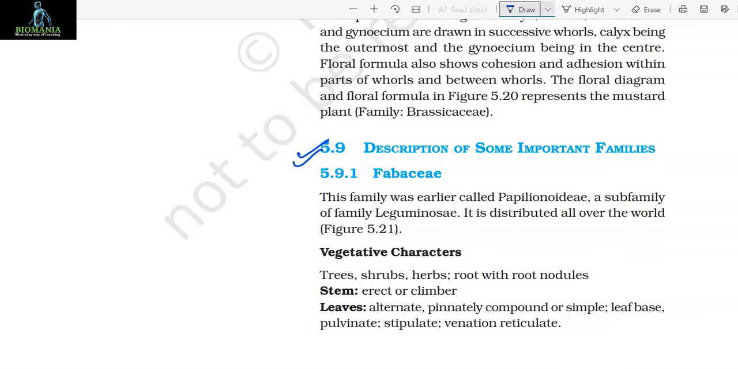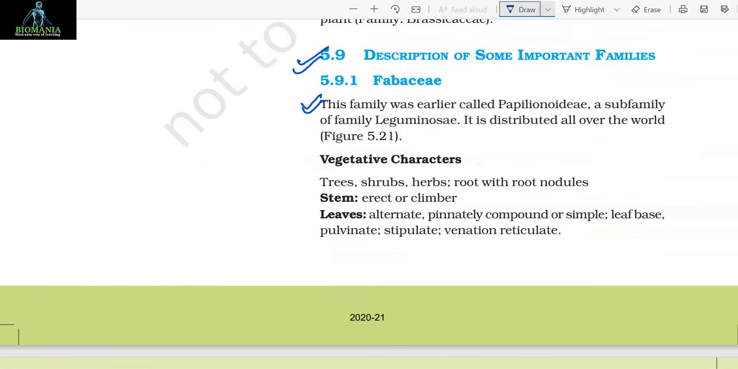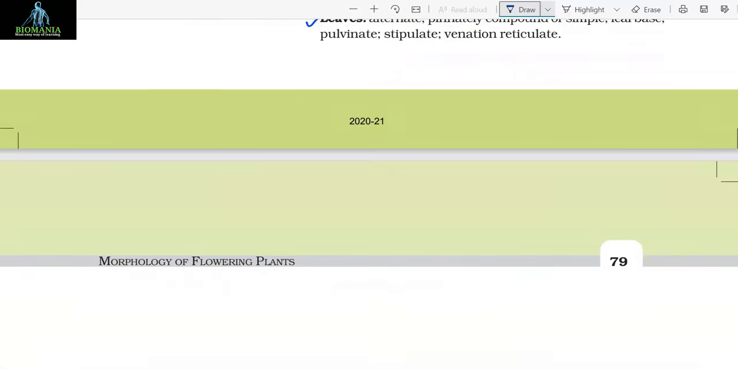5.9 Description of some important families. 5.9.1 Fabaceae. This family was earlier called Papilionoideae, a subfamily of Leguminosae. It is distributed all over the world. Vegetative characters: trees, shrubs, herbs, root with root nodules. Stem: erect or climber. Leaves: alternate, pinnately compound or simple. Leaf base: pulvinate, stipulate, venation reticulate.